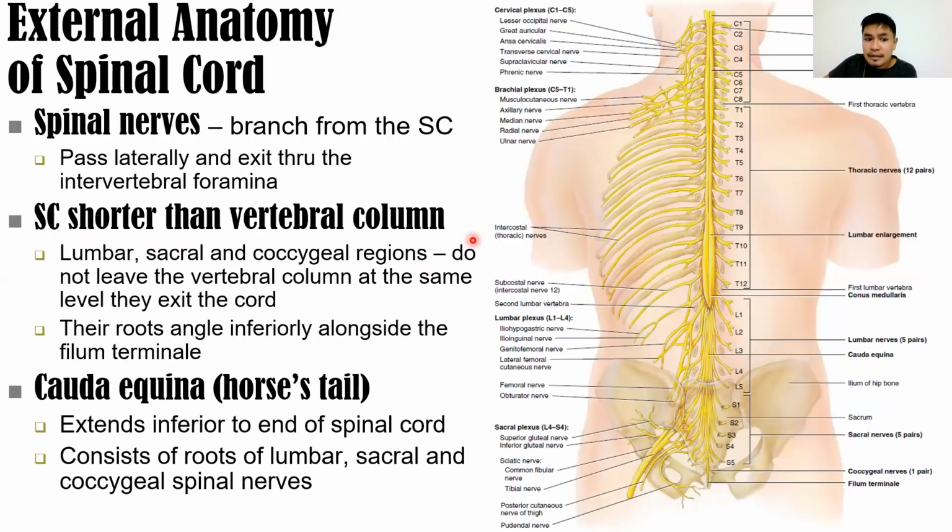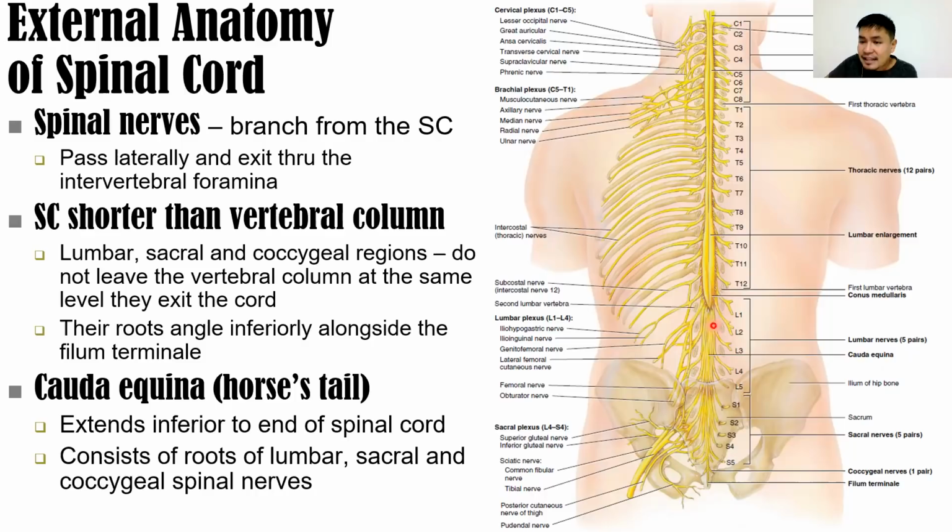The spinal cord is shorter than the vertebral column. Of course, the vertebral column extends from this one to here. Spinal cord only ends at the superior border of your L2. Lumbar, sacral, and coccygeal roots do not leave the vertebral column at the same level they exit the cord. Their roots angle inferiorly alongside the filum terminale. What does this mean? Starting from the lumbar, kasi here, horizontal lang ang exit ng mga spinal nerves natin. However, starting from the lumbar, then also your sacral and your coccygeal regions, not at the same level na. Their roots angle inferiorly so that they could course with their normal anatomical position.